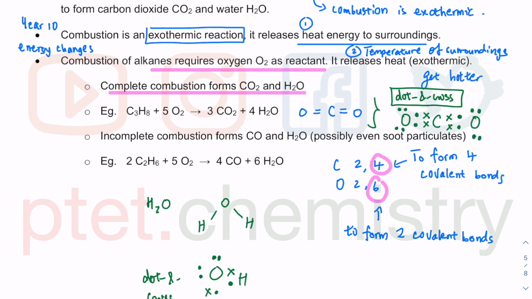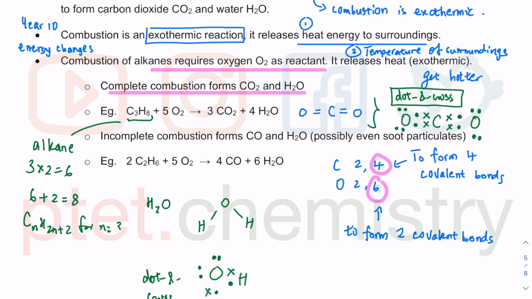This is just balancing equation. C3H8 is alkane. How do I know it's alkane? Because 3 times 2 is 6, 6 plus 2 is 8, CnH2n+2, for n equal to 3. This is what you call propane. CnH2n+2 tells you it's alkane. 3 carbon there tells you it's prop, so it's propane. With oxygen, you get carbon dioxide and water.